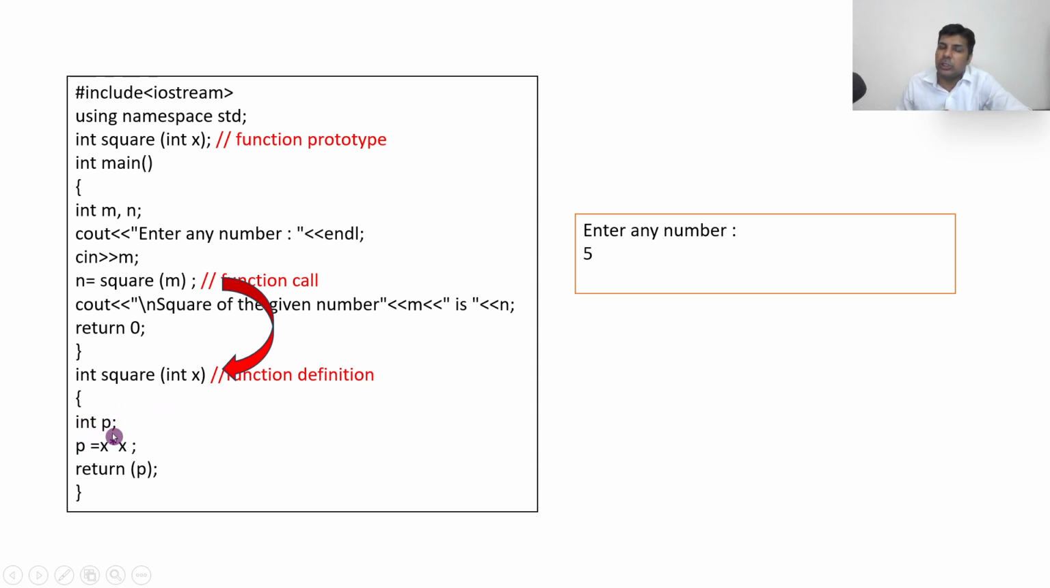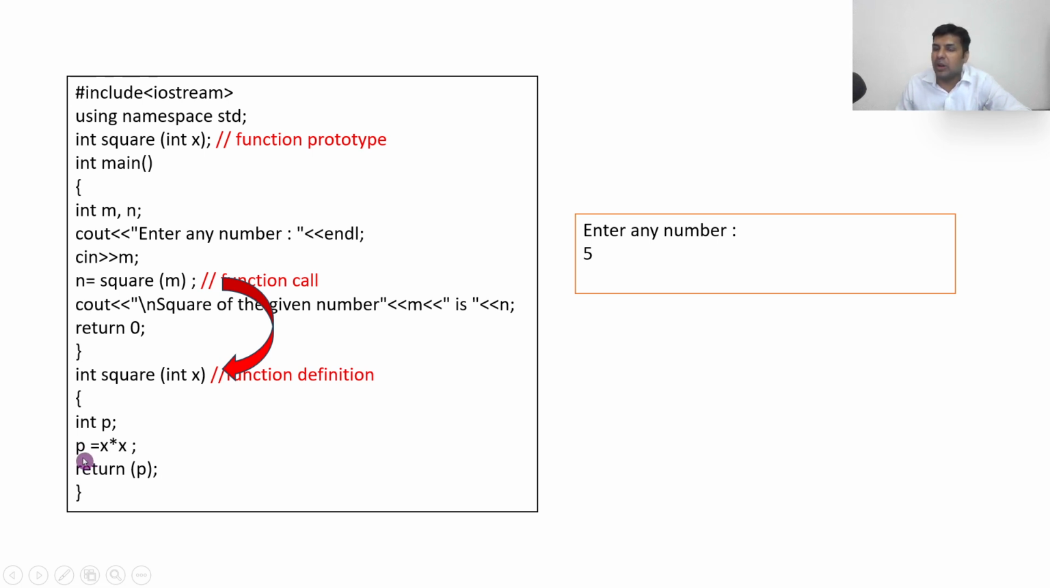Now what is int p? P is equal to x into x. Now where is x? Here. And what does x contain? M. What does m contain? 5. See, so automatically p is equal to 5 into 5, 25. Now we got a p value.